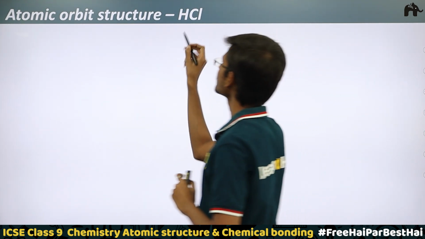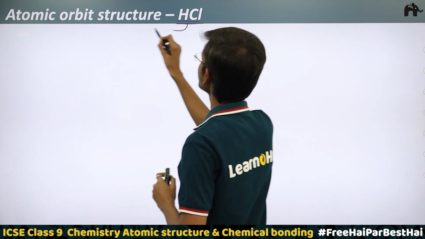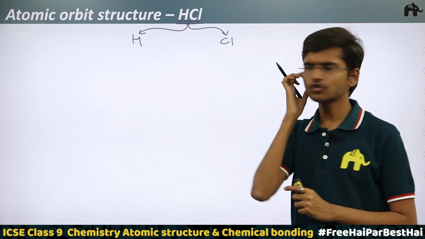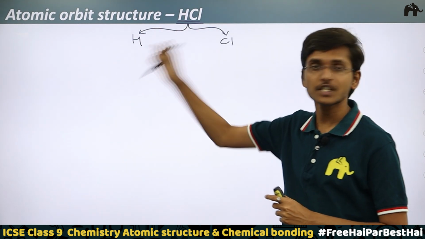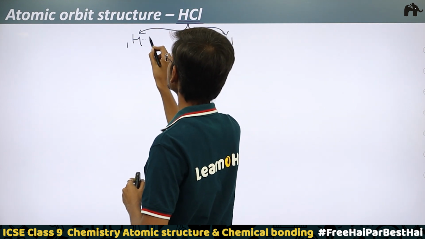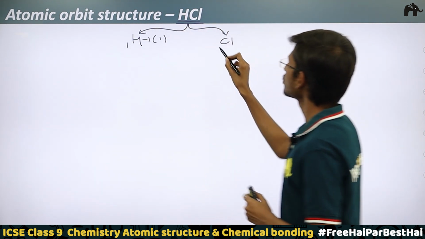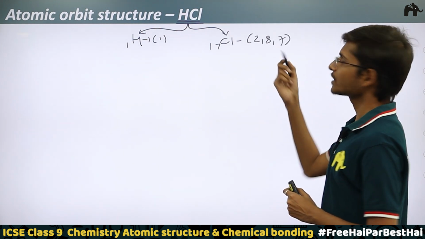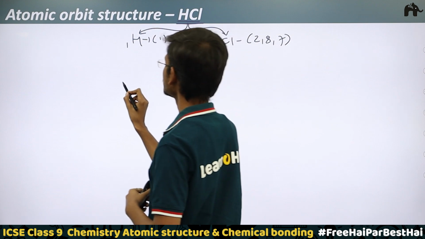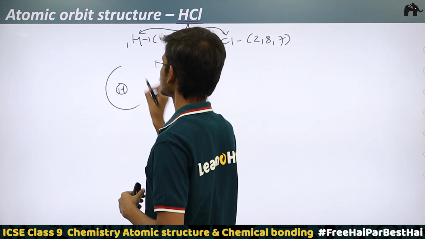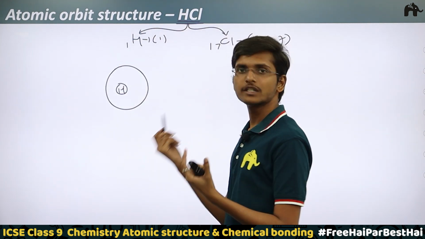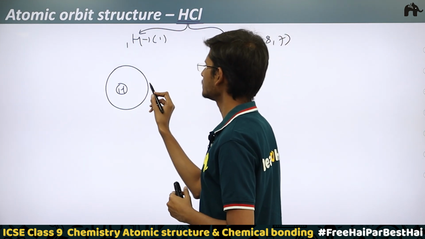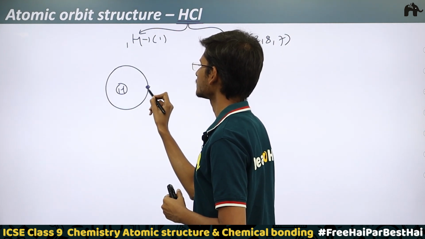Okay, so first of all, let's start with this molecule HCl. This is made up of a hydrogen atom and a chlorine atom, correct? So we need to start with their electronic configurations. Hydrogen is 1, so its electronic configuration is 1, we all know. Chlorine is 17, so its electronic configuration is 2, 8, 7, right? Now let's draw their atoms. So the hydrogen nucleus and its only shell having only 1 electron. Here I am denoting its only electron with this dot.